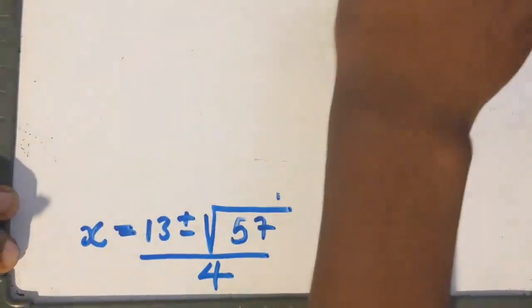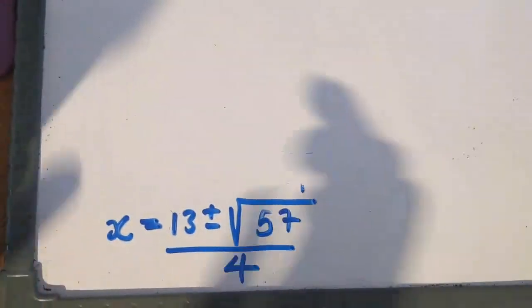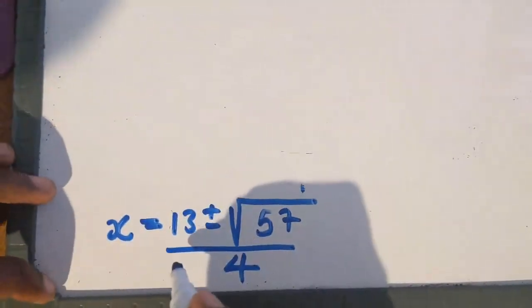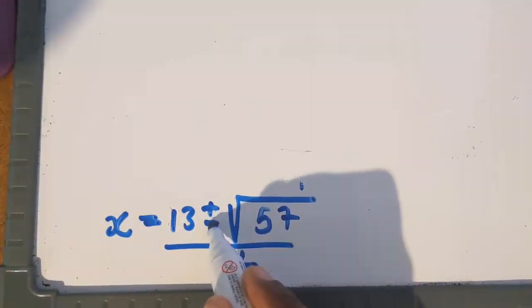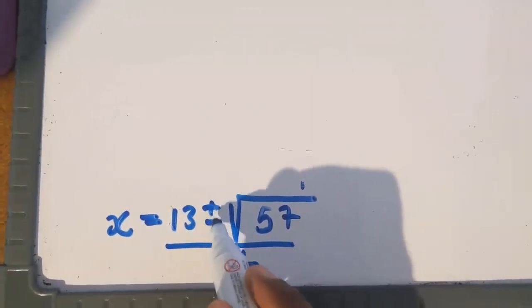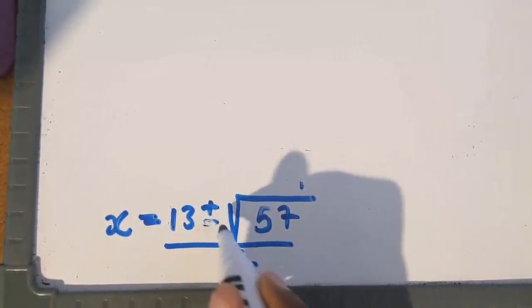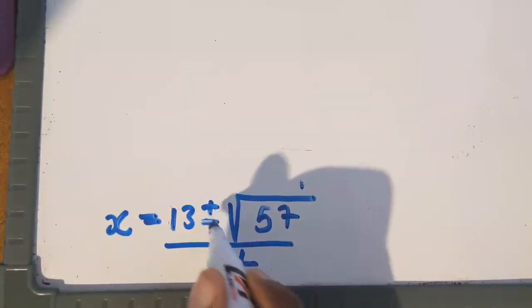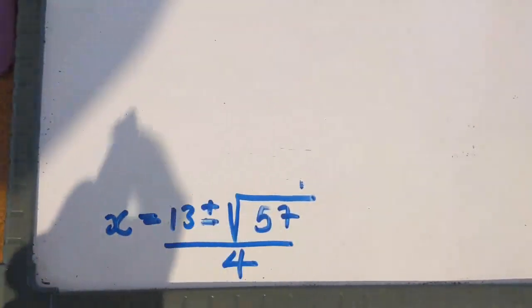Okay, so now this question, the way it is, there is a positive and a negative answer. This is what it means. There is a positive, so we are going to share this in two ways, because always just know that you have two answers in a quadratic equation like this.